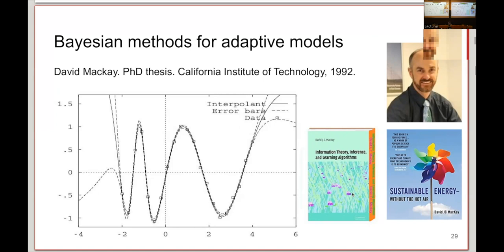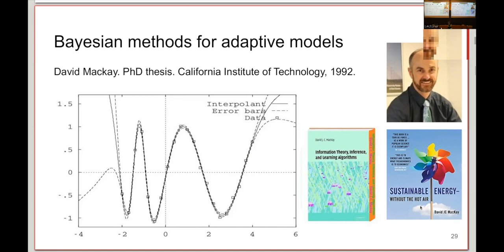David Mackay is also well known for being the author of this book, Information Theory, Inference and Learning Algorithms. This was a reference textbook for machine learning in the past, and I think it's still a reference textbook. Now you have more modern books, but this is still an amazing book, and I recommend everyone to look at it. He also authored another book, which is not related to machine learning.